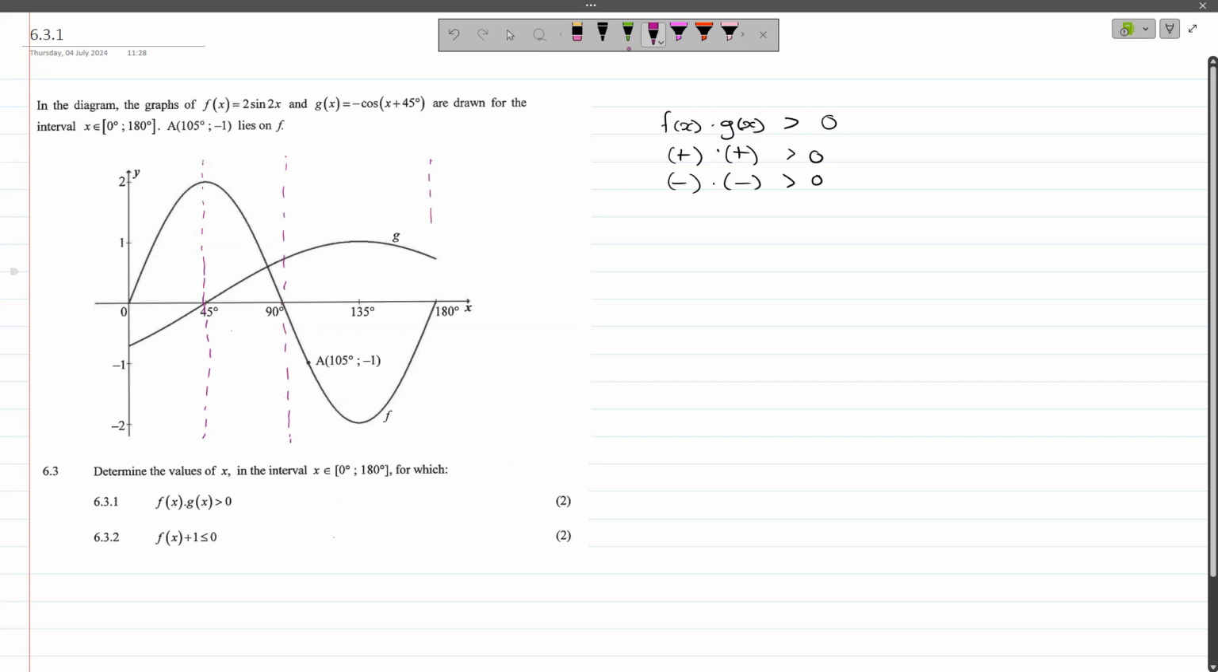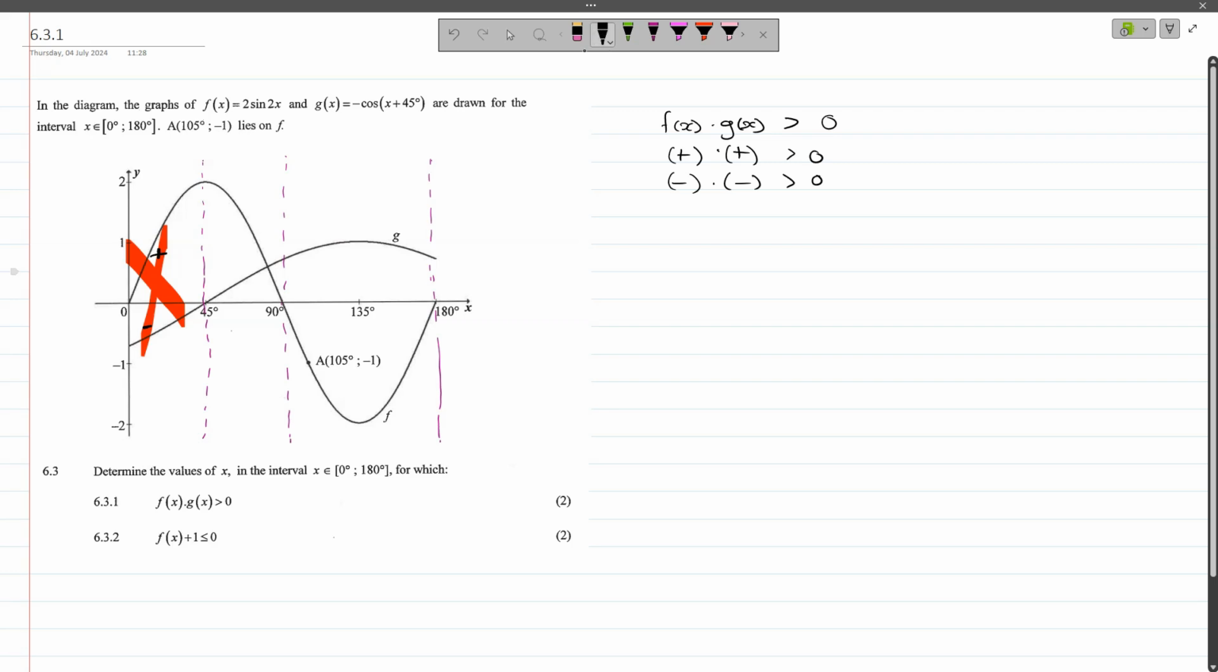Lastly, we have, of course, the cutoff point, which is 180. So we already constrained between 0 and that. So we evaluate between 0 and 45. One graph is below in the negative region, the other one is above in the positive region. So this region does not count.